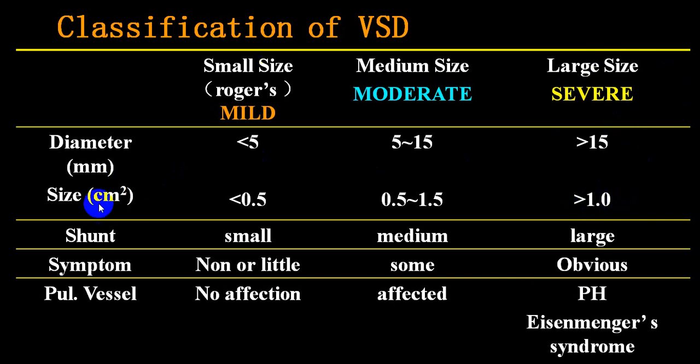So here the shunt is small, this is medium, and here a large quantity of blood is flowing. Pulmonary vessels will be more affected in a large size, and it will lead to pulmonary hypertension and reversal of the shunt, very commonly. While these small ones are usually an asymptomatic group, this one will have mild symptoms.